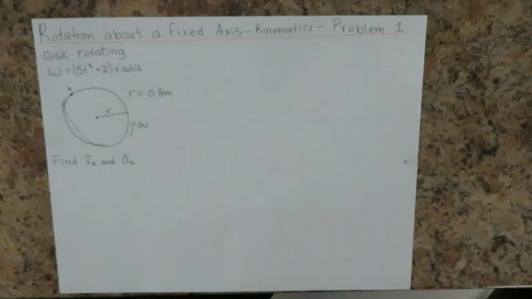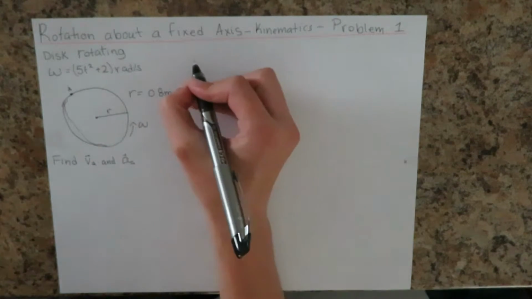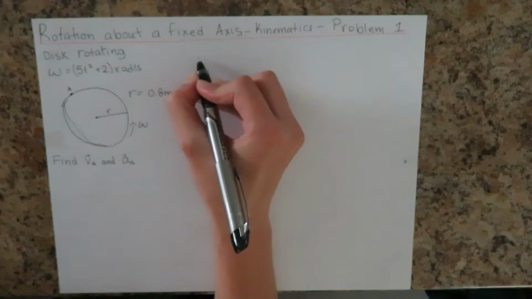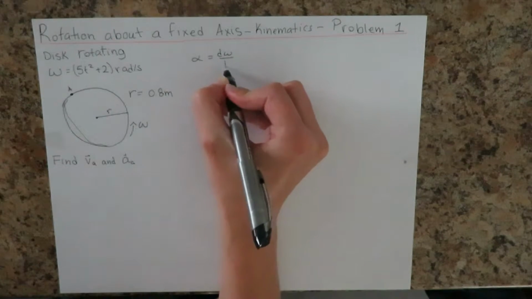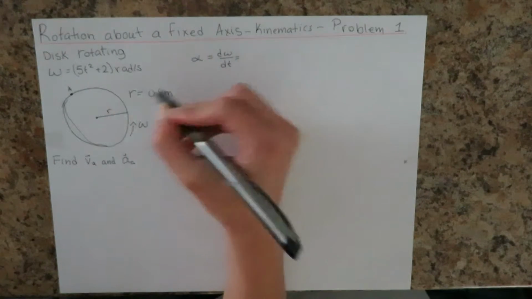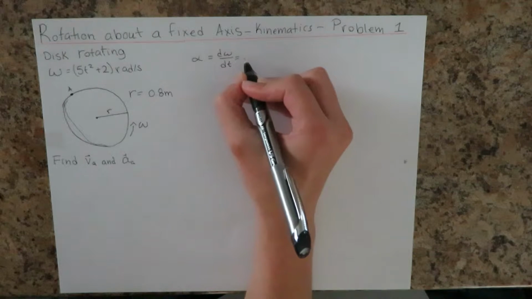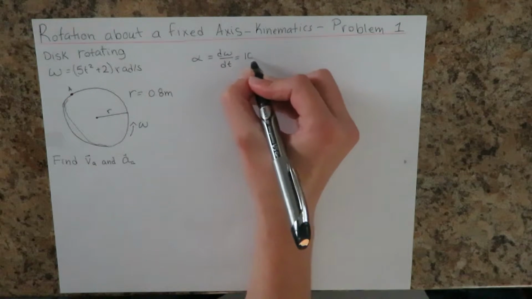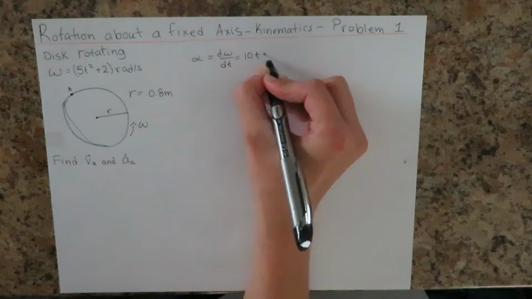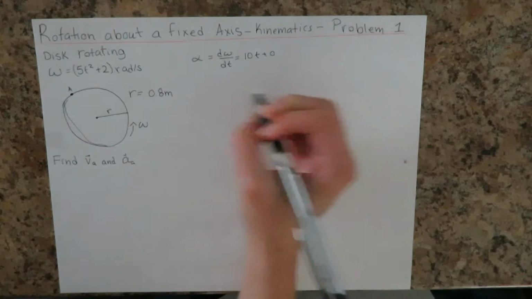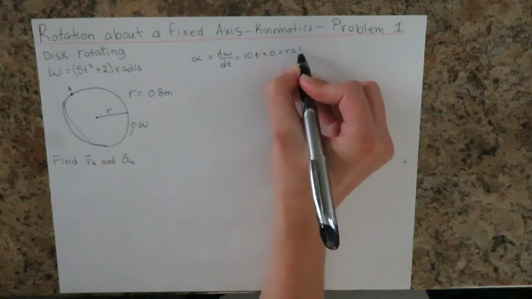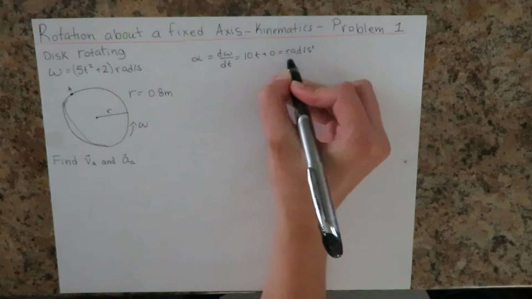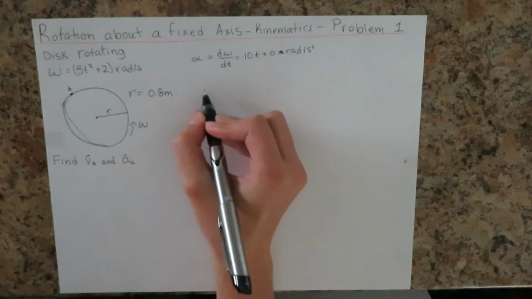So, the first thing that I'm going to do is find the angular acceleration. We have angular velocity. We know that angular acceleration is equal to the derivative of angular velocity. So it's easy enough to find as long as you've taken a calculus course. 10t plus 0, so just 10t. And that's our equation for angular acceleration, in radians per second squared.